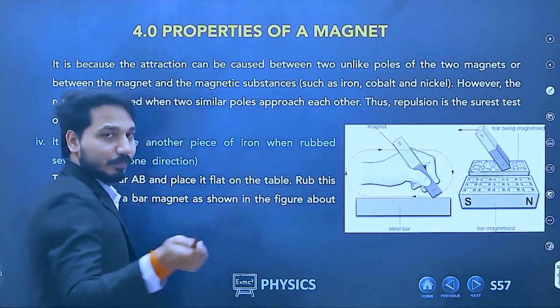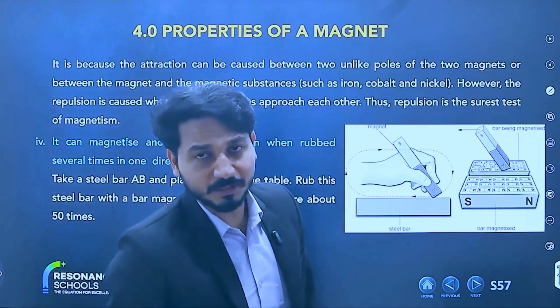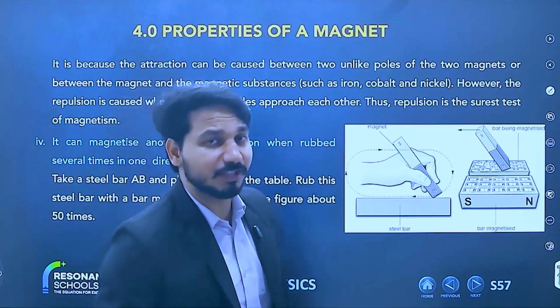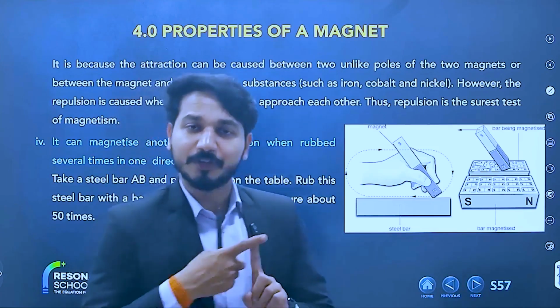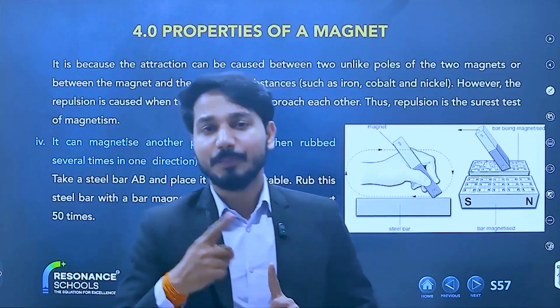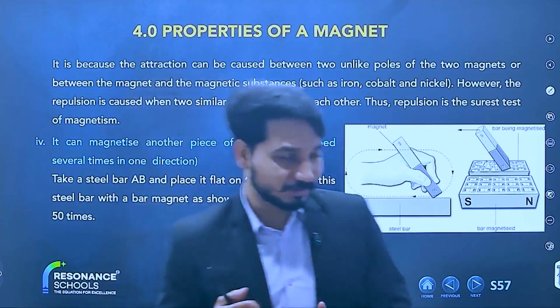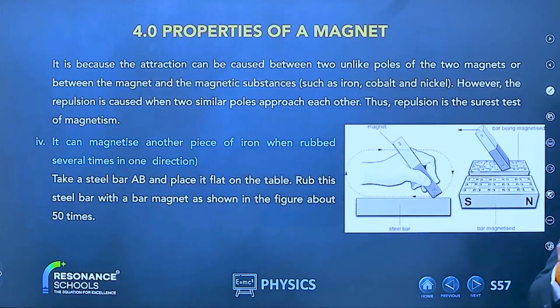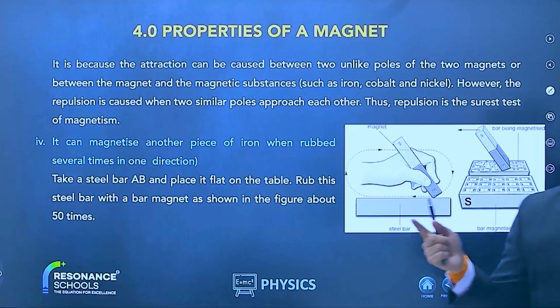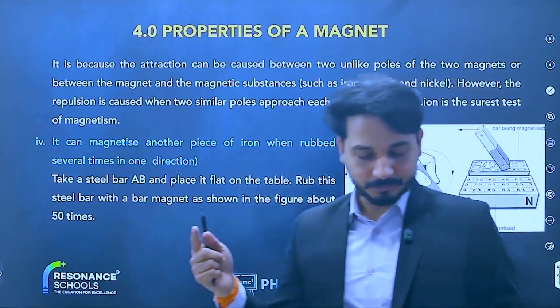Before writing this, in the third point you have written that like poles repel each other and unlike poles attract each other. So this is the third property. The first property we have studied, magnet can. Comment, I am observing. First property. It is the second property, Hamza. First.